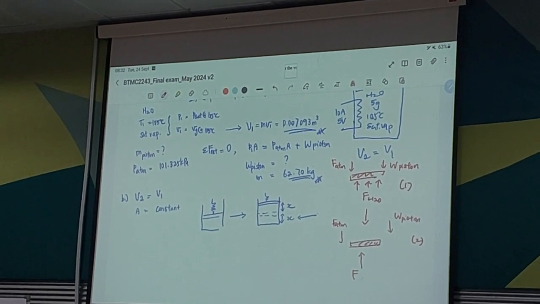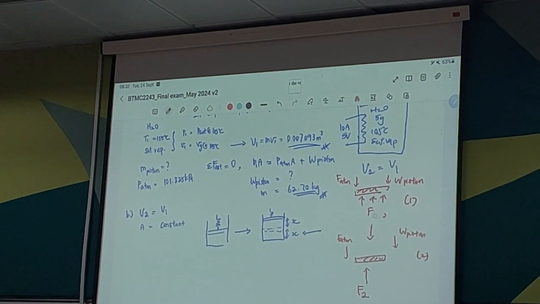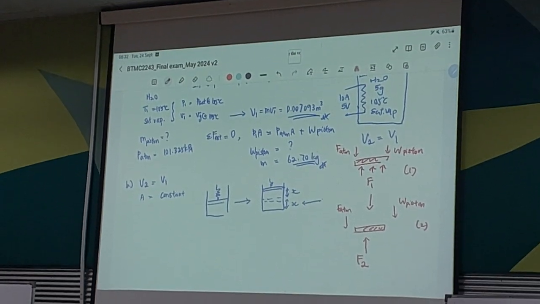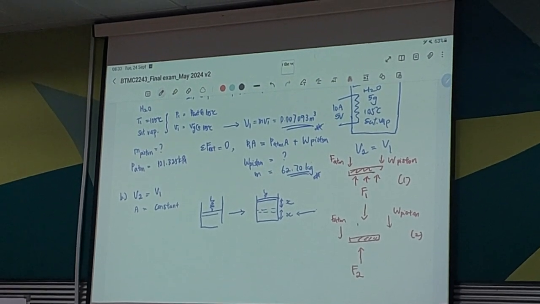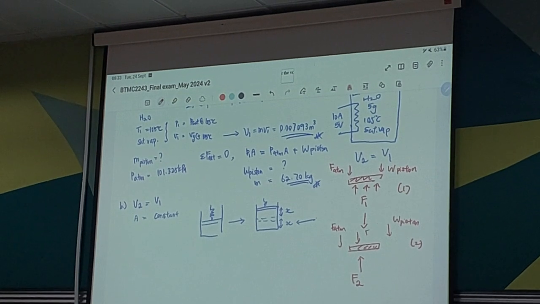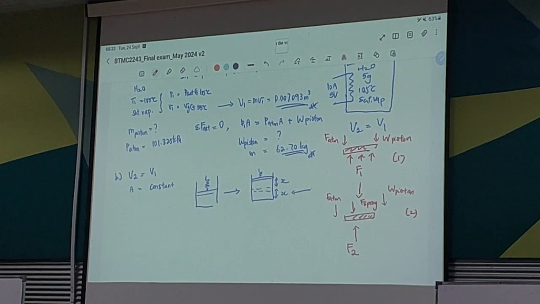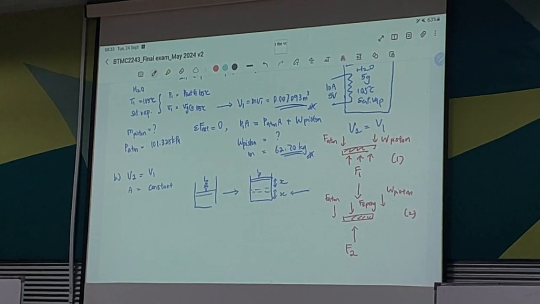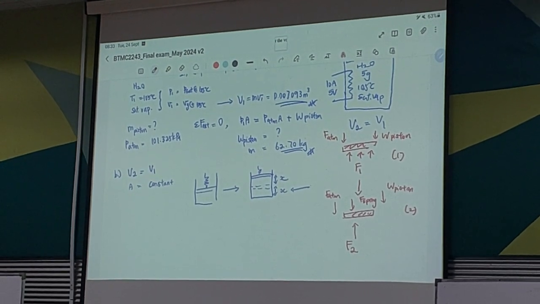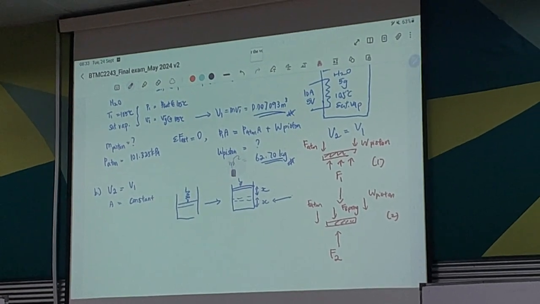Here, this is still F from the H2O, but now this is F2. So the initial one was F1, because from the new pressure. Then you will get an additional new term here, which is F of the spring. Right, because now the water has expanded, so it will be pushing against the spring, which means the spring will push back. So then your equation here should look something like this.